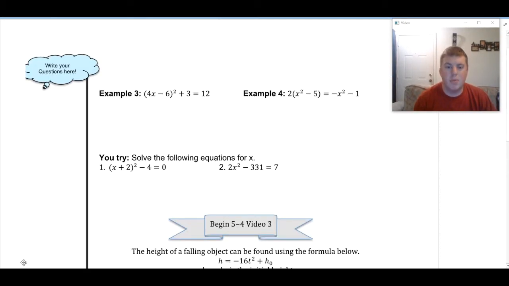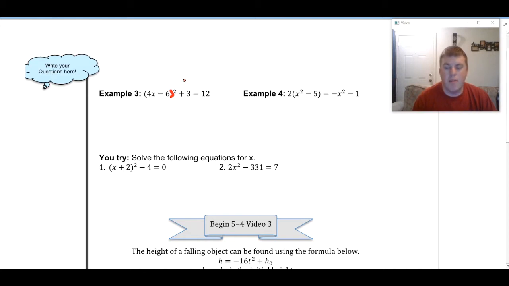So looking at example 3, we are given the quantity 4x minus 6 squared plus 3 is equal to 12. And what we are going to need to do is to follow those steps that we just talked about. So I'm going to check to see if there's anything that I need to distribute, or if there is anything that I need to combine like terms on. I do not have anything outside the parentheses to distribute, and I can't combine any like terms because I have that negative 6 and I have the positive 3 that are separated by those parentheses. That parenthesis there is going to trap that negative 6 inside there, and we're not going to be able to combine it with the positive 3.